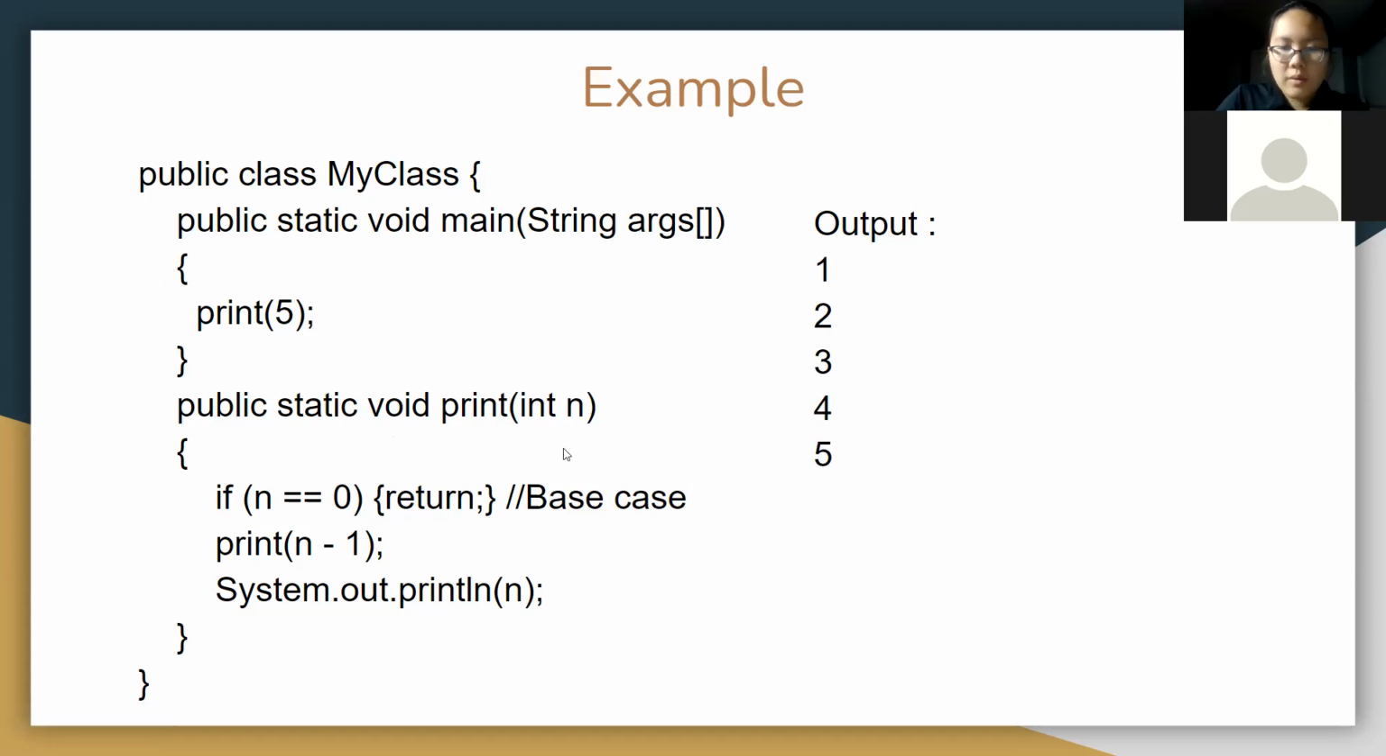So this would be the output, right? Because after we finish n equals 5, we print out 5 and then we're done. That's when this method finally ends, and then we go back to the main method and do whatever else. So the output of this problem would be 1, 2, 3, 4, 5, like that.